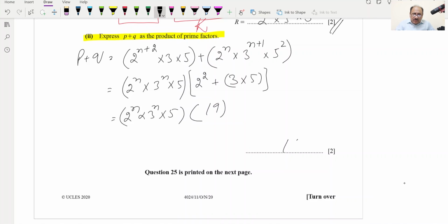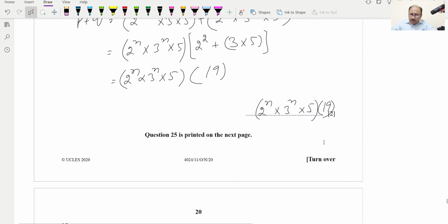So we can write over here, express p plus q as the product of prime factors. We can write it as 2 raised to the power n into 3 raised to the power n into 5, and this will be multiplied by 19. So these are the prime factors.